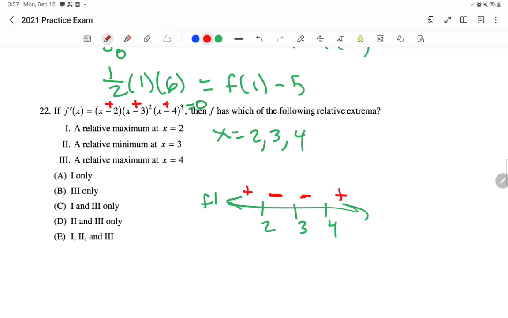The shortcut is it's going to change everywhere except for at 3 because that was the one that was even. Okay. So a relative maximum at 2, that is a maximum. A relative minimum at 3, that is wrong because that's neither. And then a relative maximum at 4, that's wrong, it's a minimum. So this would be 1 only.